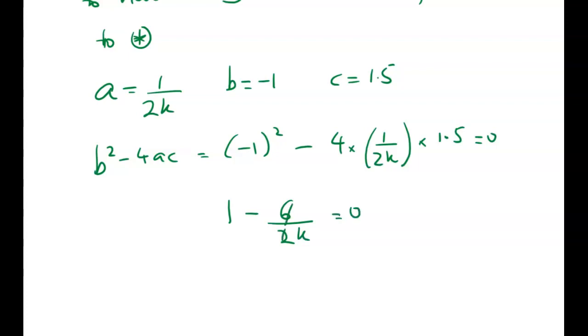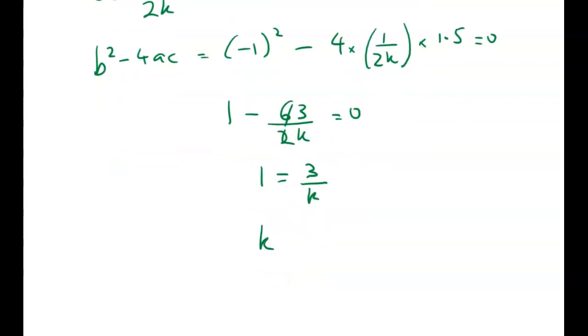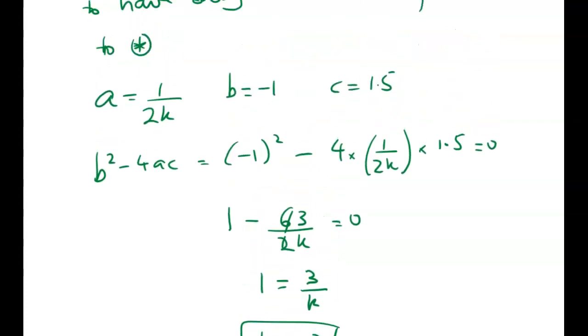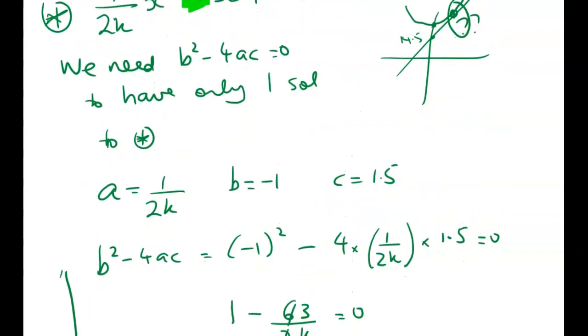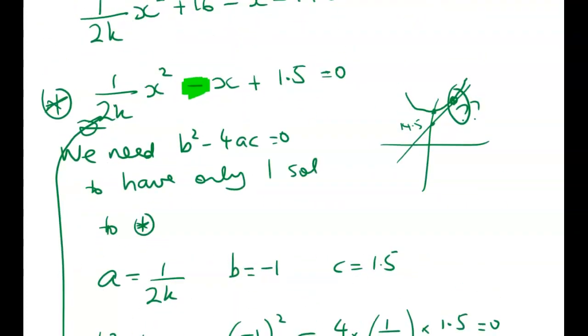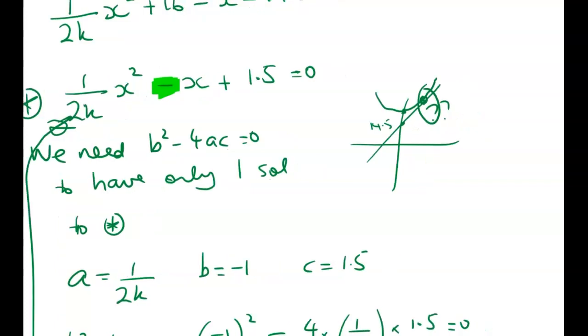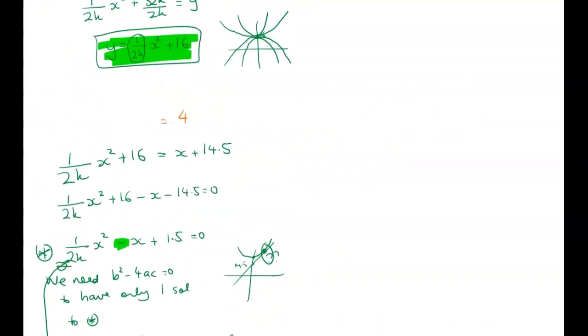Cleaning that up gives me 1 minus 6 over 2k is equal to 0. That simplifies to 3 over k. So we get 1 is equal to 3 over k, which gives me k is equal to 3. Now let's see what that looks like. When k is equal to 3, we're going to take this back up here. We're going to pop it in here. And we're going to have a look at the graph. So when k is equal to 3, what do we get? Well, then we have y is equal to 1 over 2 times 3, which is 6, so 1/6 of x squared plus 16.